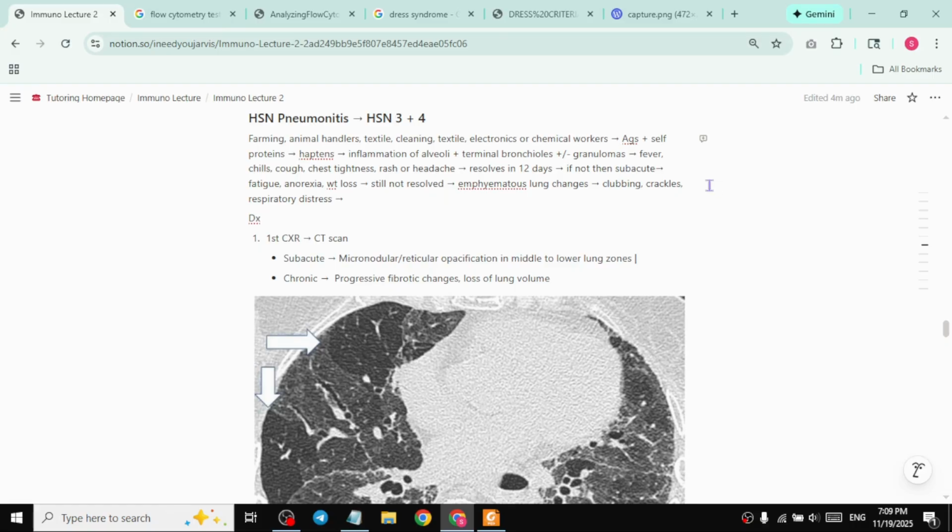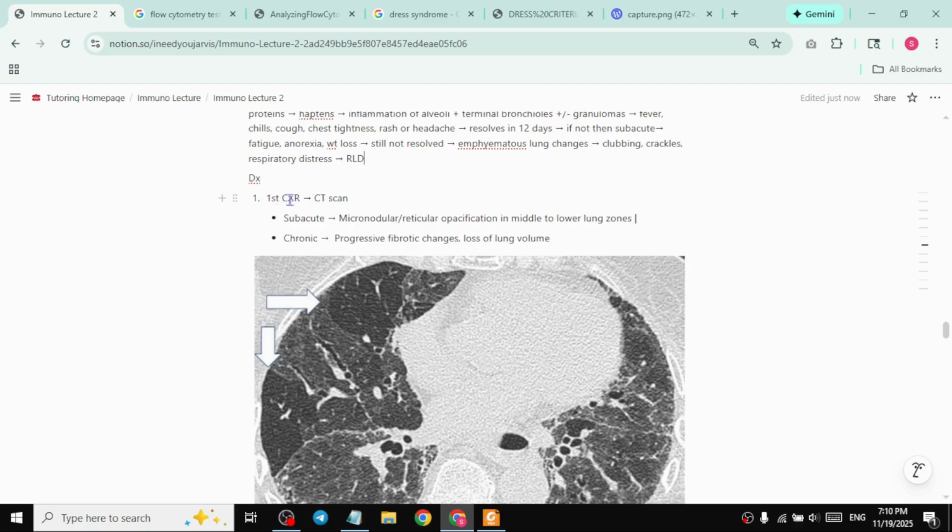Okay. Now, as you see, it's progressing, right? With subacute, you see fatigue and anorexia. Now it's a problem, right? If a patient is saying, "Well, I cannot get out of bed, or I'm losing weight, I'm not able to breathe properly, I have chest tightness, I have a rash," then you know it's a problem, right? And then if it's still not resolved and it's chronic, then you see emphysematous lung changes, massive amounts of pulmonary fibrosis, basically restrictive lung disease, or respiratory distress.